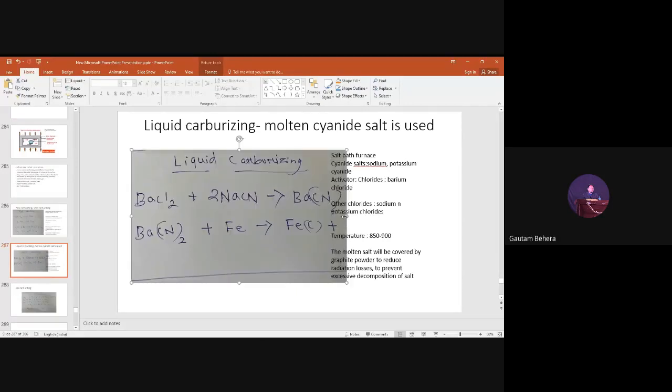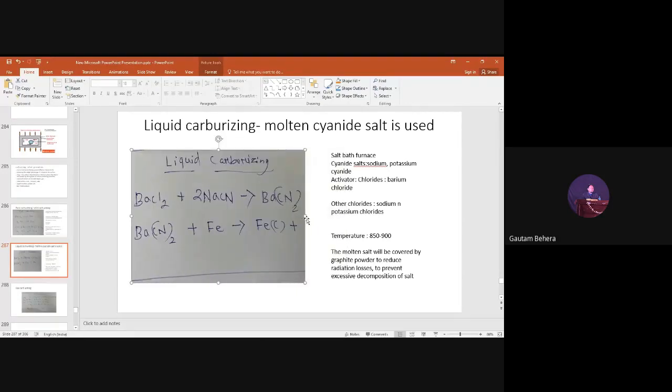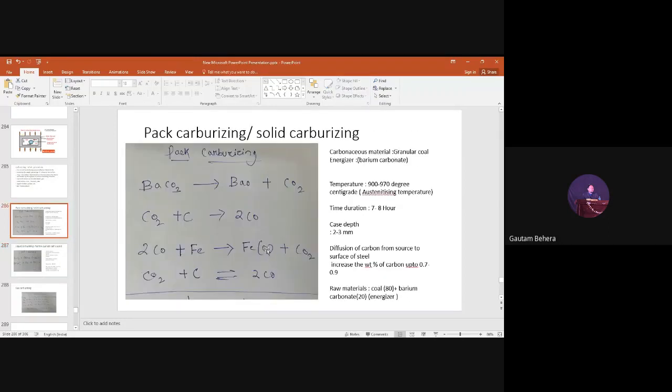Okay, so this part is missing actually. This part is BaCN2. You can write this part that is missing: FeC plus BaCN2. So this carbon is nothing but the carbon at the surface. It should not be confused. Here this carbon is also nothing but the carbon at the surface.